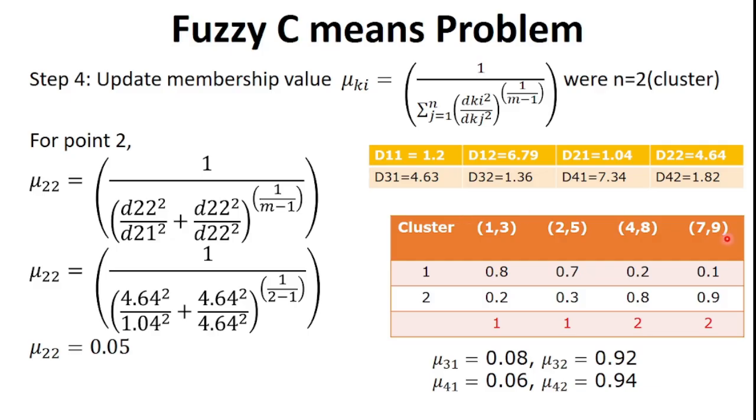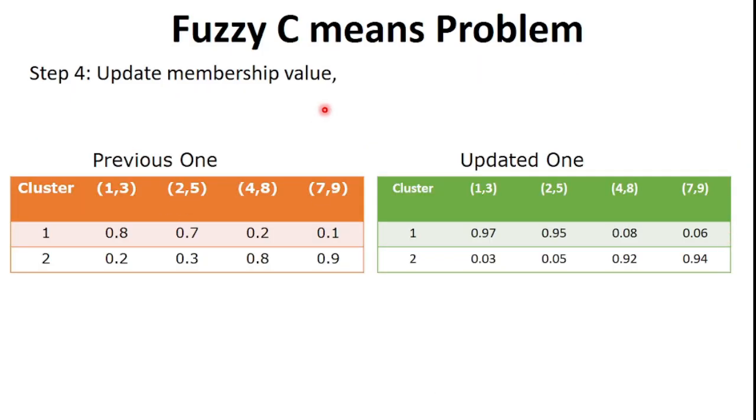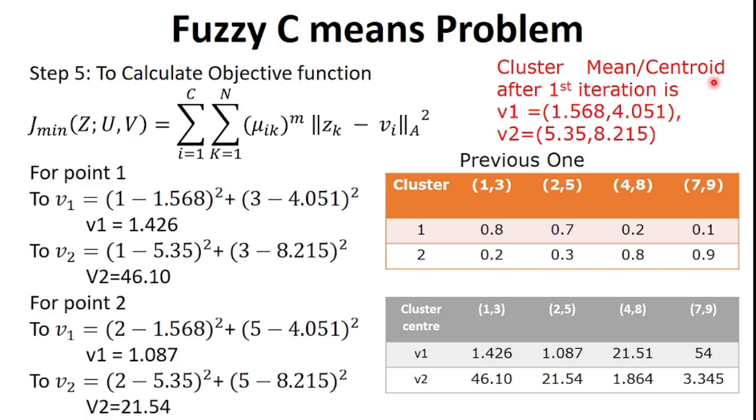Now the membership value is updated. This was the previous one, and now it is the updated membership value. Fine. Kindly cross verify with your answer. Now we are going to calculate the main process of the objective function. Now we are going to calculate this part alone.